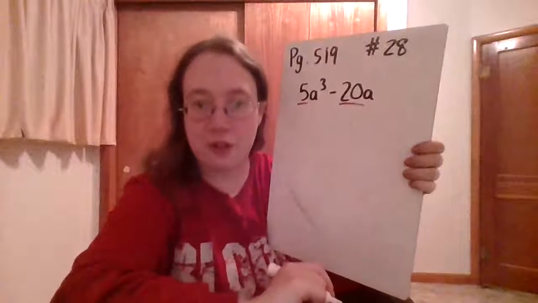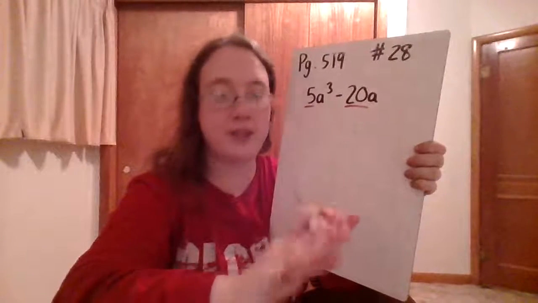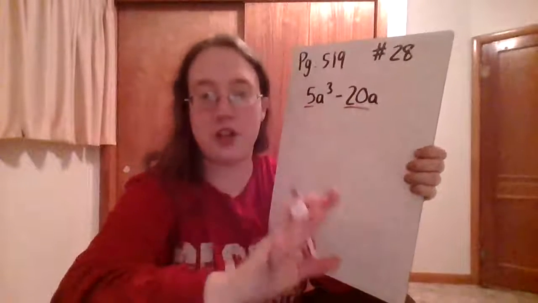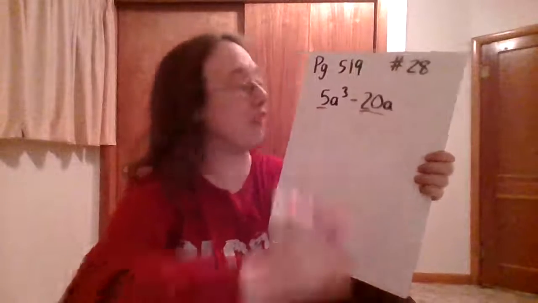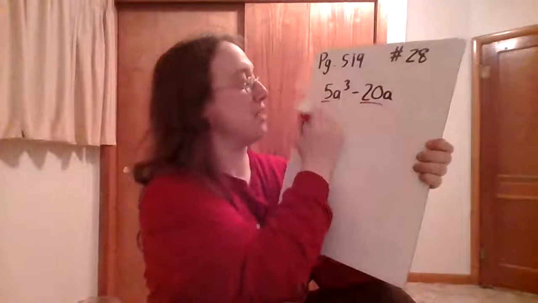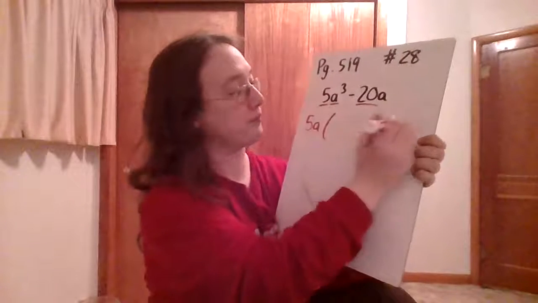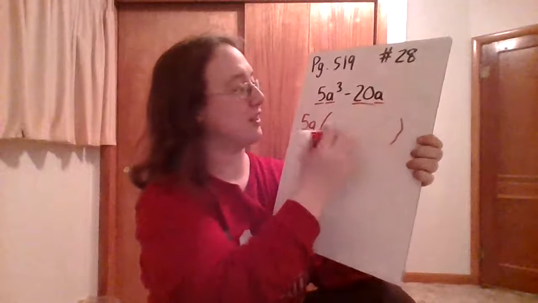And again, easier to start with our smaller number. The only things that are going to go into 5 are 1 and 5. So does 5 go into 20? Yes, it does. And again, if you're not sure, take 20 divided by 5, see if it gives you a nice number. If it does, it goes in there nicely. And while we're at it, we're going to take out that a, because both of these have an a.